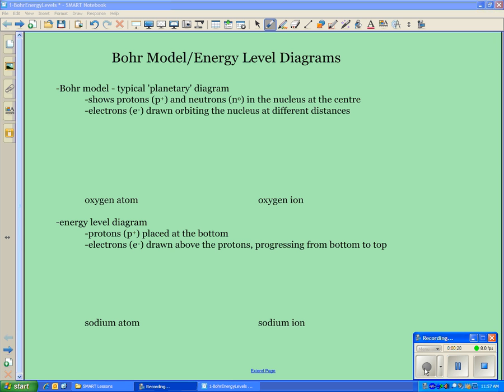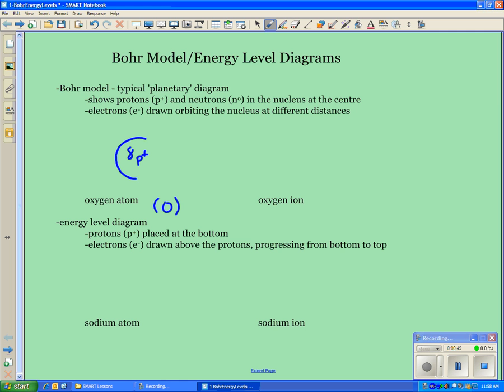It shows protons and sometimes neutrons at the center of the diagram, and that represents the nucleus. Then the electrons are drawn typically as dots orbiting around the nucleus, so they're typically drawn on top of circles. An oxygen atom, which we can represent as just its elemental symbol O, would have 8 protons in the center, and I'm going to leave off the neutrons. Then around that, we draw our electrons.